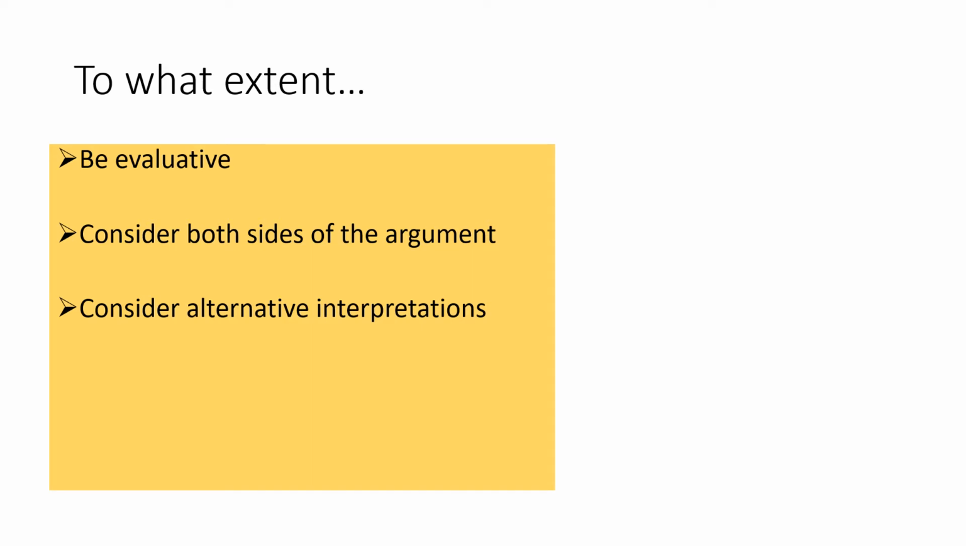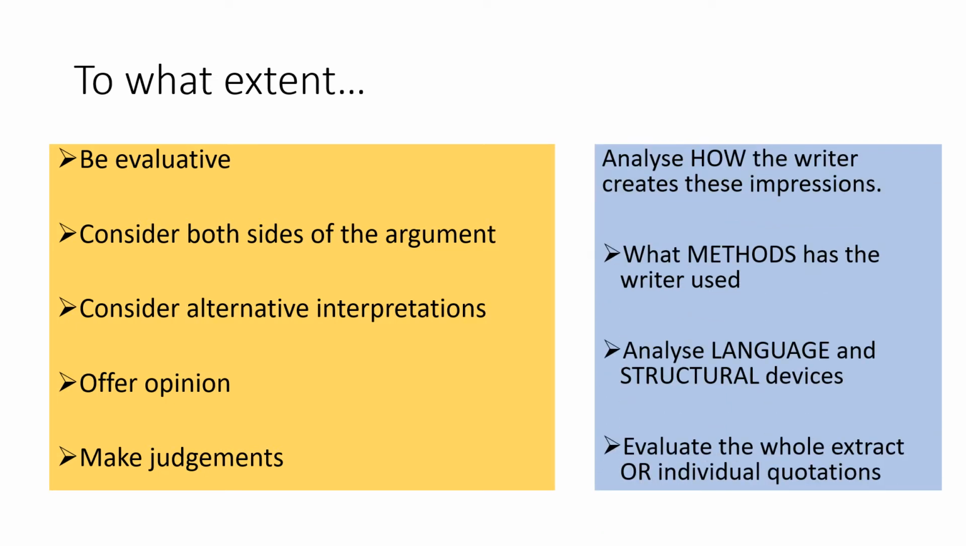You can consider alternative interpretations even though you see something in a particular way. You need to have the ability to consider that somebody else might see that in a different way. You can offer opinion and you must make judgments. It's "to what extent". It's not just that it looks like this, but how far does it look like this? Not just that you agree, but how far do you agree with the statement? So you're going to need to analyse how the writer creates these impressions. That's possibly the most important element of this question. What methods has the writer used?